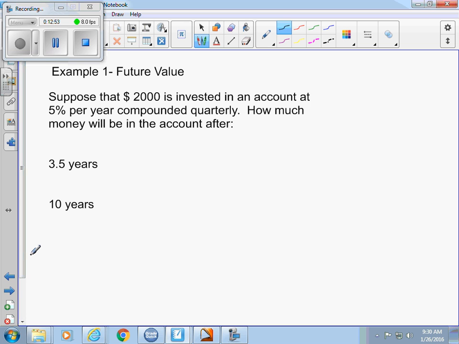Okay, so suppose that $2,000 is invested in an account at 5% per year compounded quarterly. How much money will be in the account after 3.5 years and after 10 years? Well, what am I going to do?